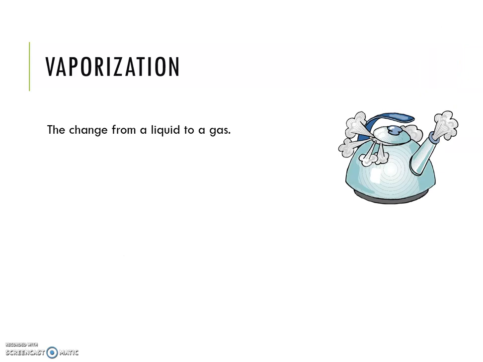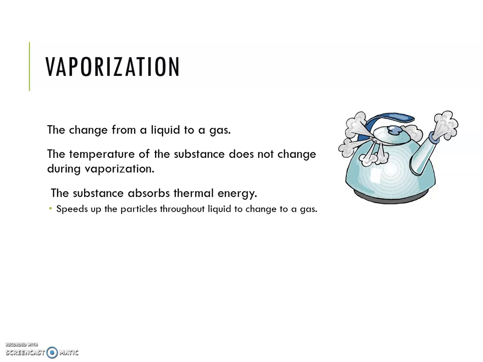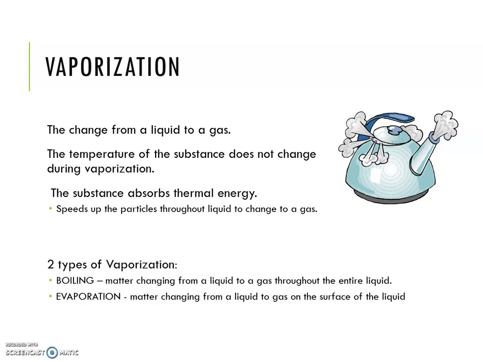Vaporization is when we make steam. It's a change from a liquid to a gas. The temperature of the substance doesn't change while the vaporization is going on, and I'll show you this again in a graph. The substance absorbs thermal energy, so we speed up the particles throughout the liquid to change it to a gas. There are two types of vaporization: boiling, matter changing from a liquid to a gas throughout the entire liquid, or evaporation, matter changing from a liquid to a gas on the surface of a liquid. So water will evaporate, but only from the surface, whereas boiling takes place throughout the whole amount of liquid.